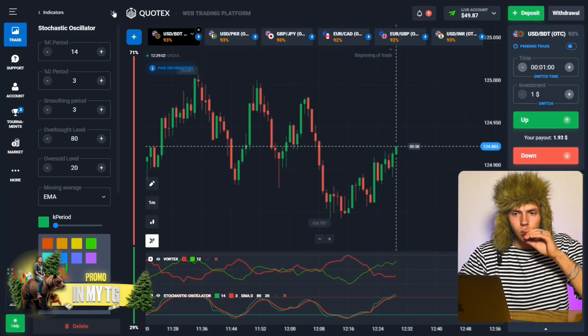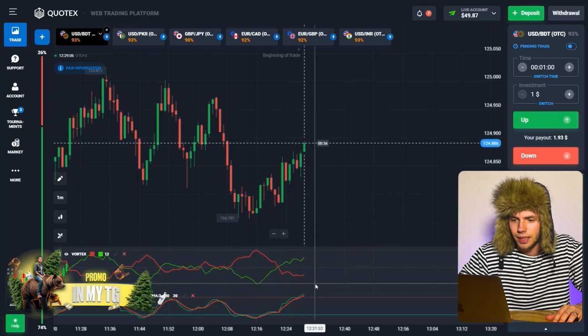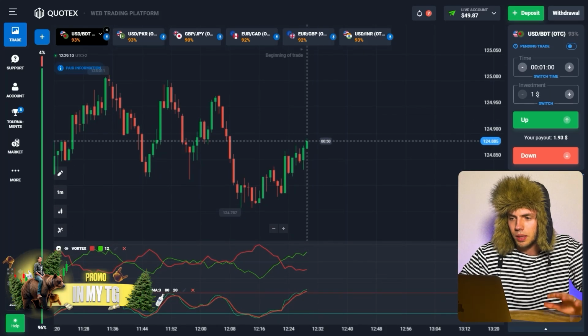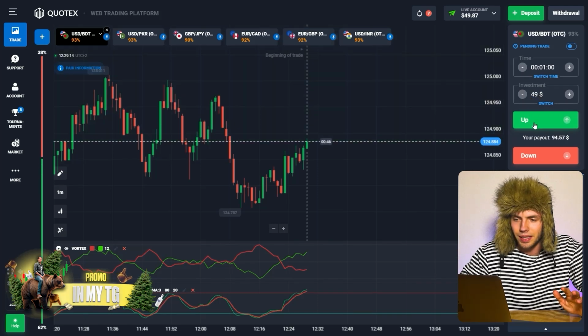I guess we are all set and we can move on to the very first trade. Here guys, what can I say? Right now we are getting close to the overbought zone, but not quite yet. Let us set the amount and open a buy trade right now.